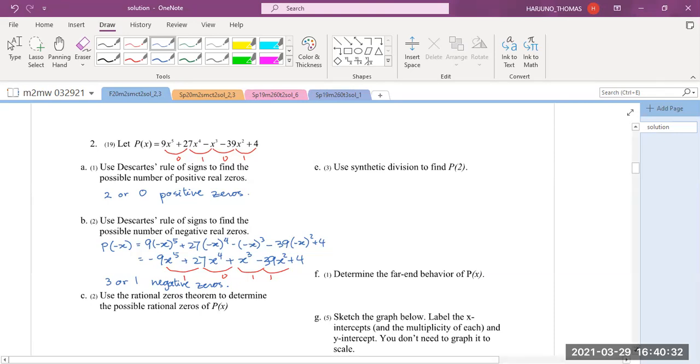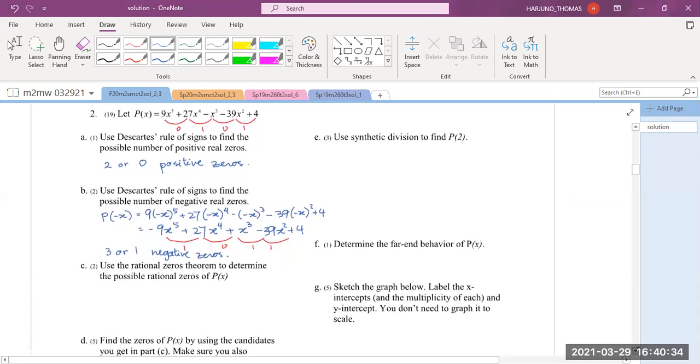Okay, and let's go on. Use the rational zero theorem to determine possible rational zeros. The possible rational zeros, if it is a rational number, then it must be a factor of 4, in this case 1, 2, 4, over a factor of 9, which is 1, 3, 9.